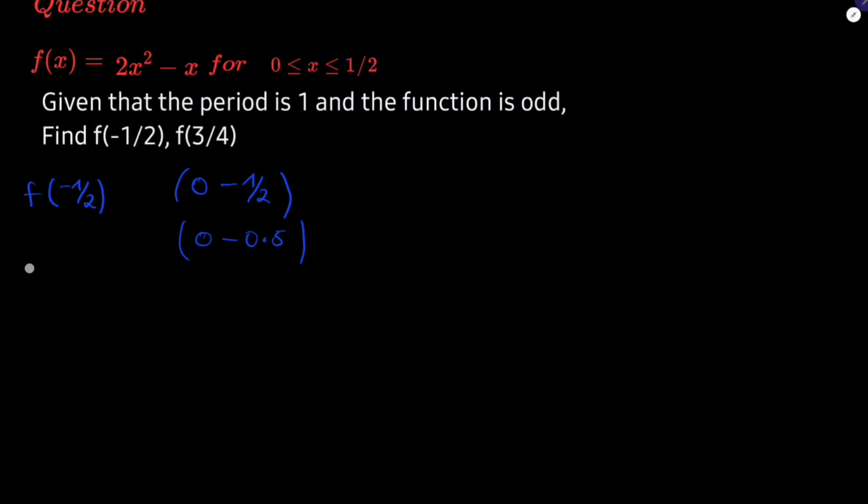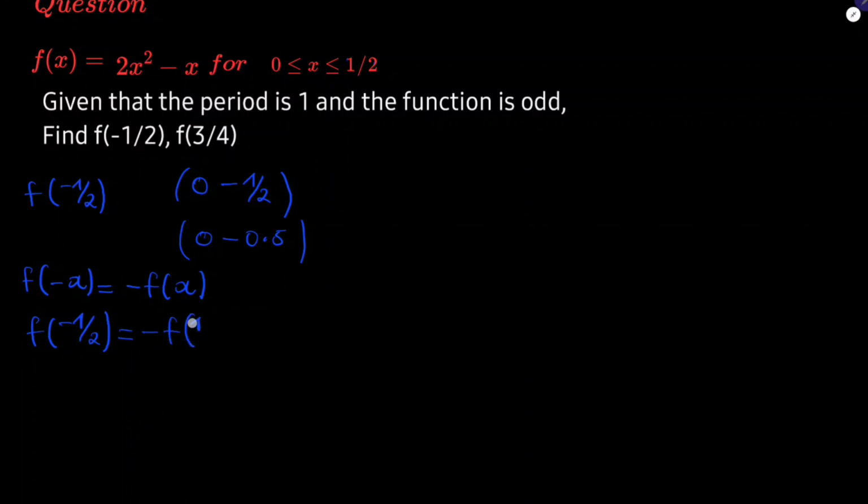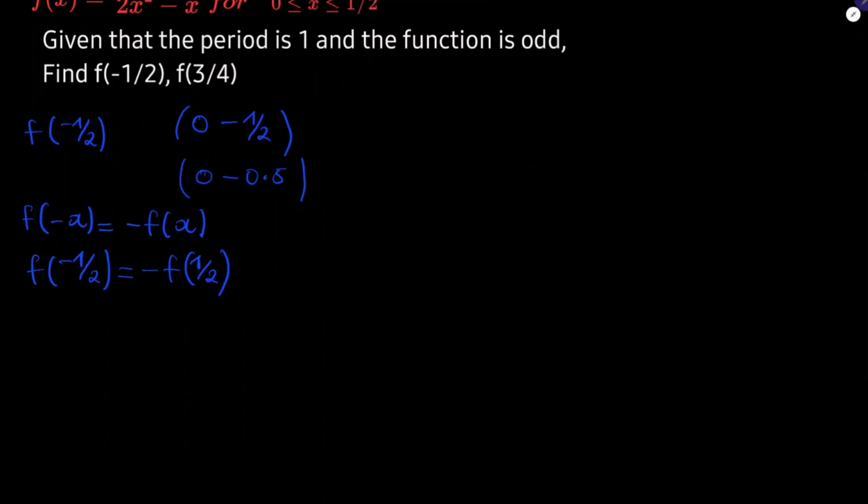For an odd function, f of minus x is the same as minus f of x. So f of minus half is the same as minus f of half. So let's leave it like that. Now let's take this one.